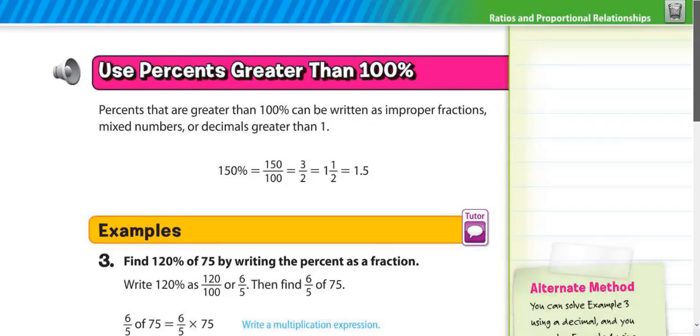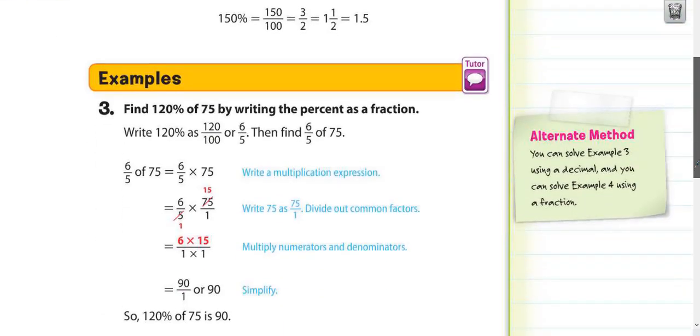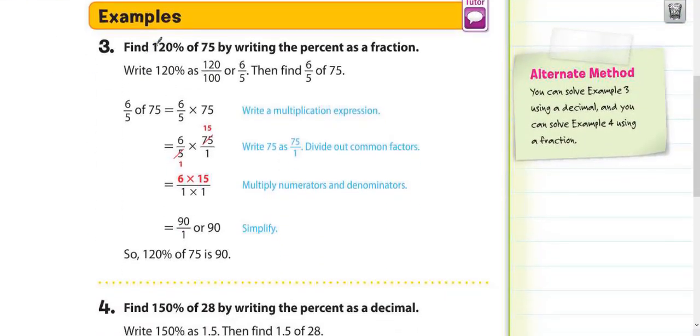And then we've got some examples. Notice when we do those, it's done exactly the same way. We turned 120% into 120 over 100, which is 6/5. And they did exactly what they did before. They multiplied the 6/5, they cross-canceled, and they end up with 90 over 1, or 90. So 120% of 75 is 90.